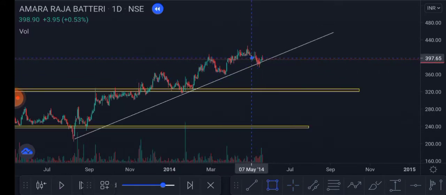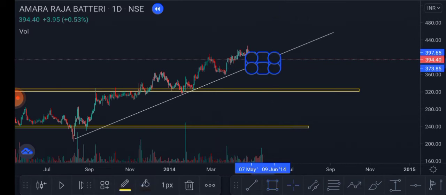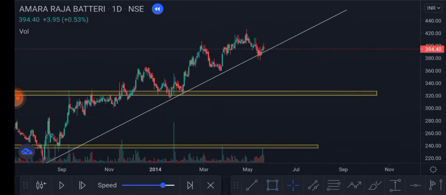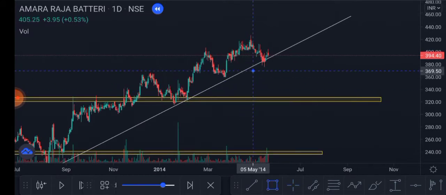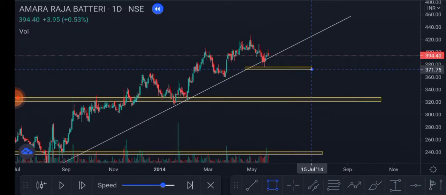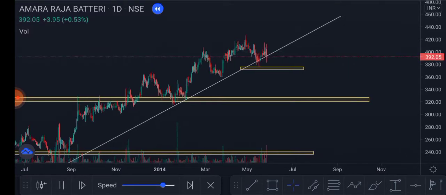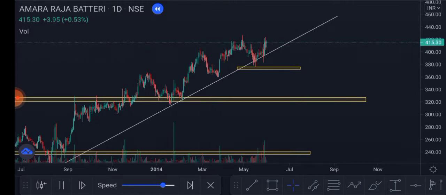See, this is a support area, right? What I'll do is keep my stop loss below this area. I'll show you. This is my stop loss area below this low, and I'll go long the market now. If it hits my stop loss, that's okay, it's a part of the game.